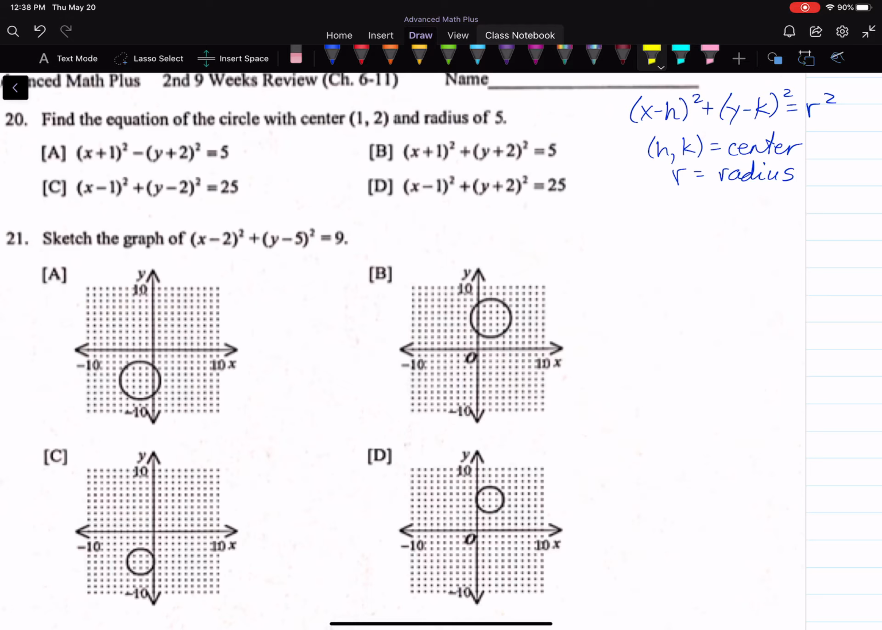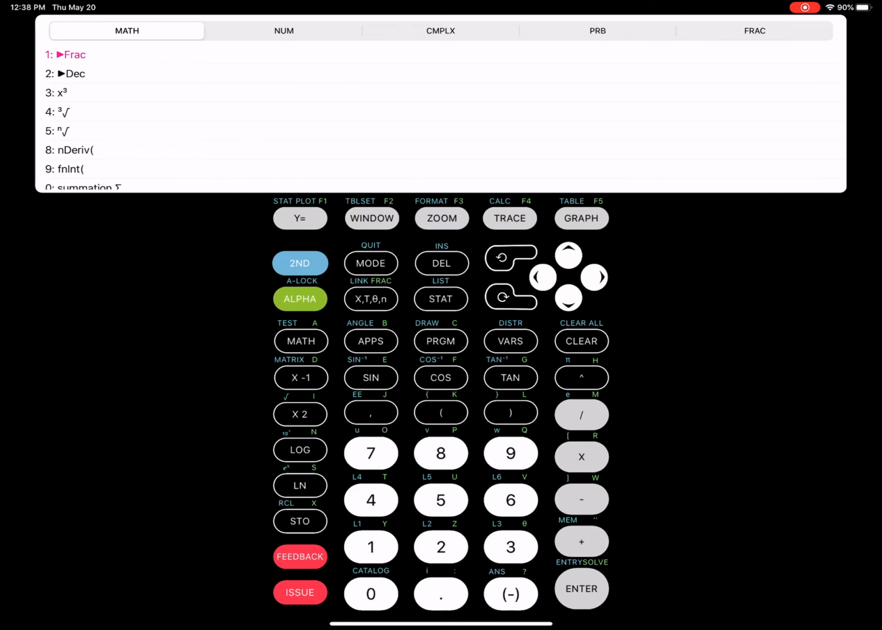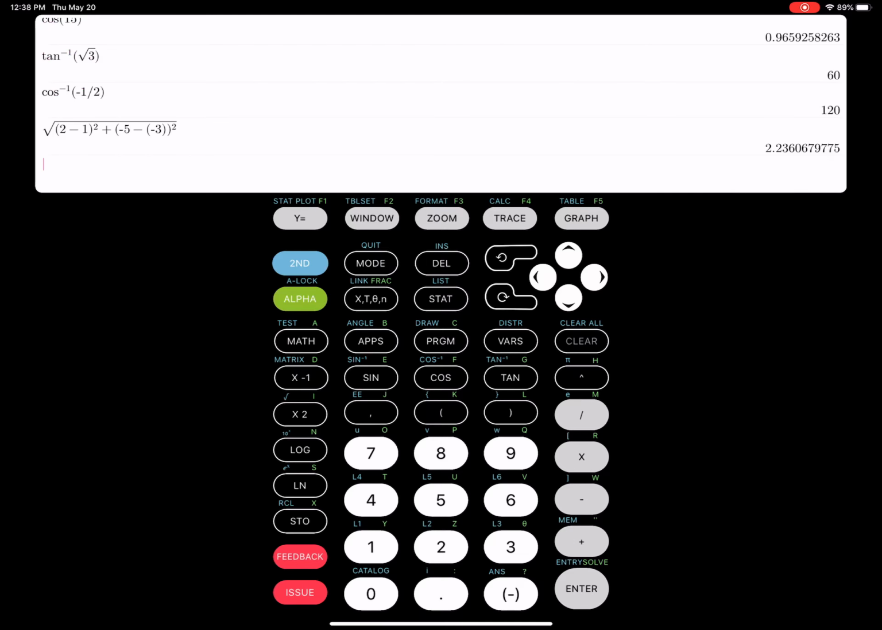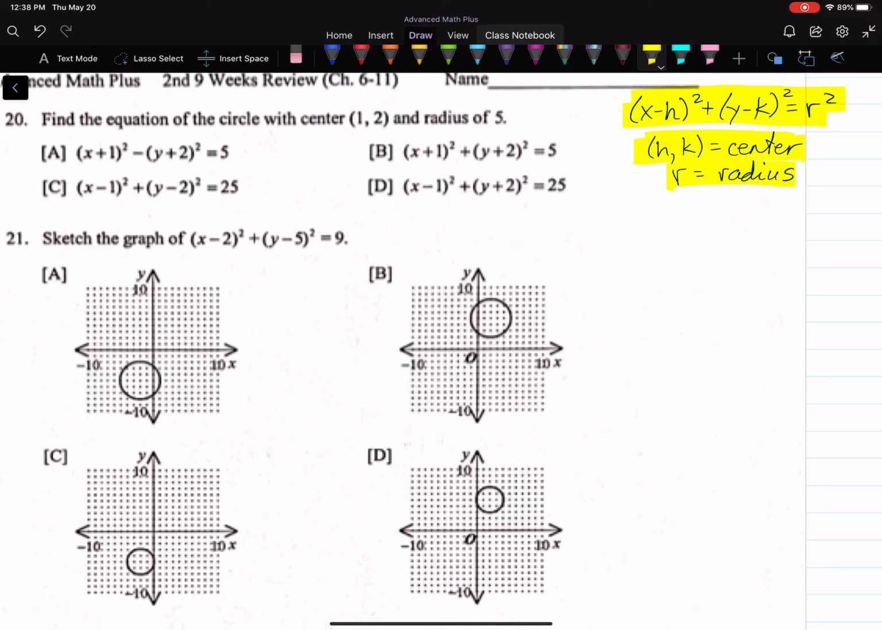But in order to do that, you got to know your formulas. Okay? If I'm not mistaken, I think these might be, maybe I'm making this up. I don't know. I thought maybe they had those on your calculator, but I don't think they do. I think I'm making that up. All right. Just make sure you know the formula for the circle.